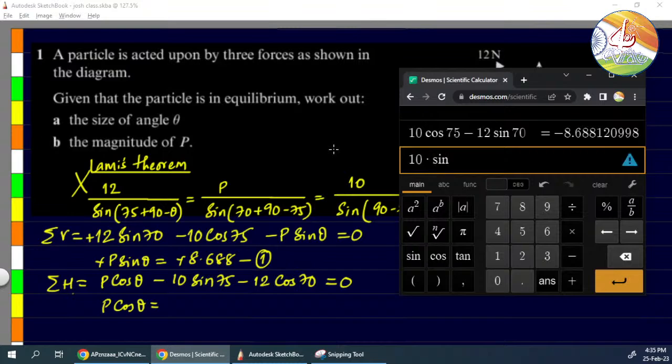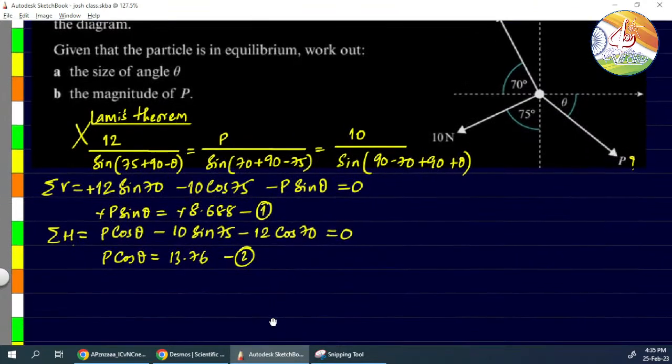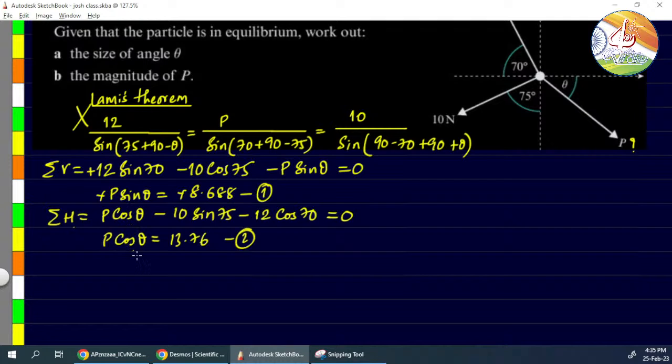10 into sine 75 plus 12 into cos 70 gives 13.76. This is equation number 2. Now using 1 and 2 we need to find P and theta. How can we find it?